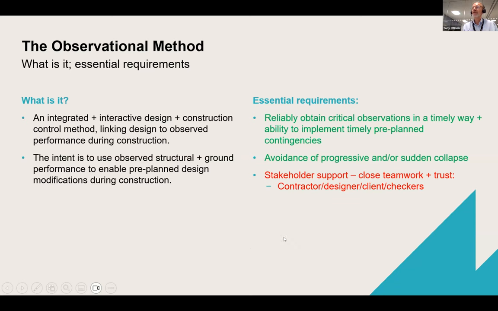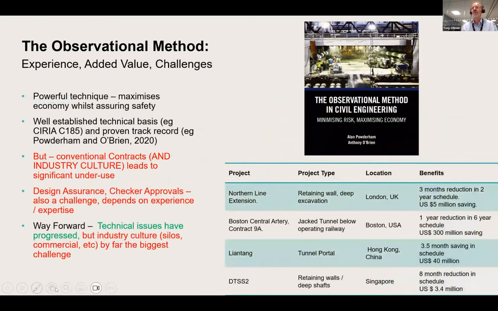But a really key thing, which is not really a technical issue but is often the biggest challenge, is to get stakeholder support. Many people involved in the project have to be on board and supportive of using the observational method. So it can't be just a designer, it has to be the contractor and the client. And increasingly these days, checkers need to be comfortable as well.